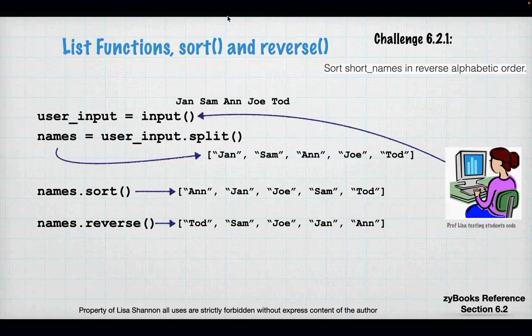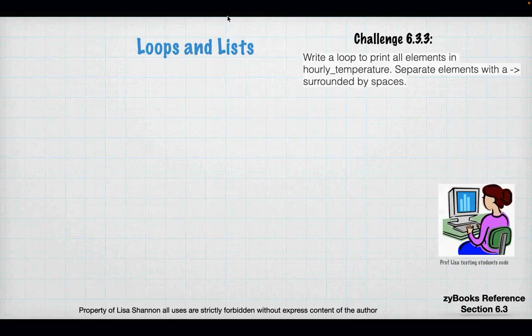If they're all alphabetical, then you can sort them. But if you have a list with different types, like integers and strings, you'd have to write your own sort function. But for right now, for what we're doing in this class, sort and reverse work just fine. So, loops and lists.